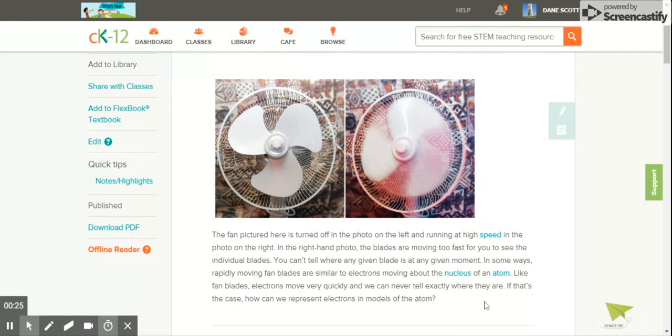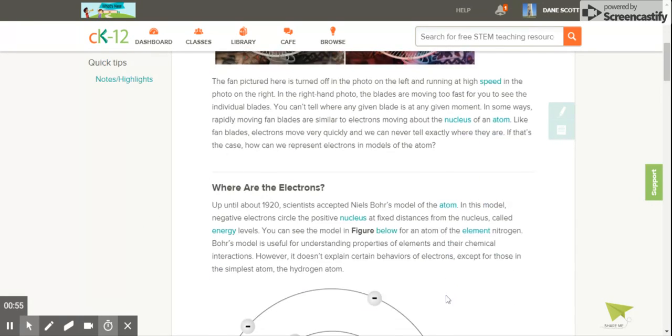The fan pictured here is turned off in the photo on the left and running at high speed in the photo on the right. In the right-hand photo, the blades are moving too fast for you to see the individual blades. You can't tell where any given blade is at any given moment. In some ways, rapidly moving fan blades are similar to electrons moving about the nucleus of an atom. Like fan blades, electrons move very quickly, and we can never tell exactly where they are. If that's the case, how can we represent electrons in models of the atom?